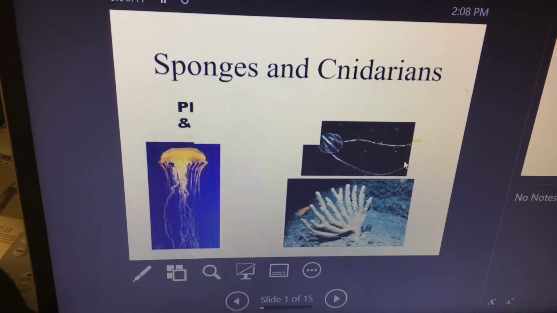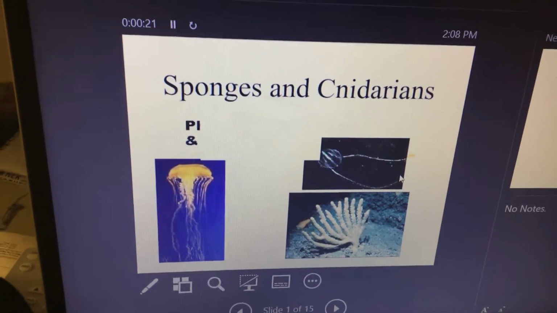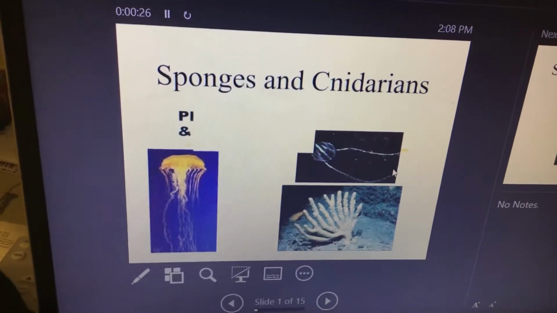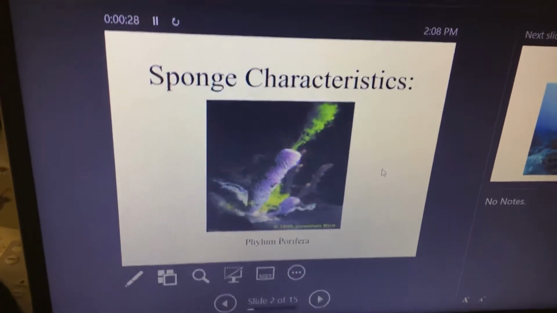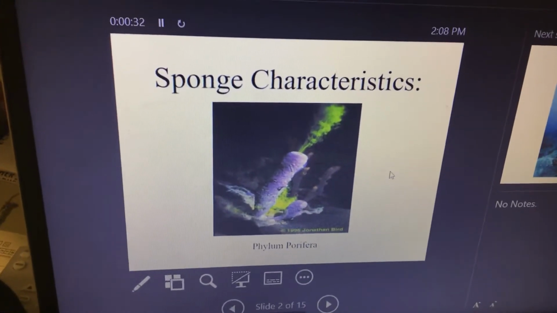Today's subject is going to be sponges and cnidarians. So there's your heading, sponges and cnidarians. These are the simplest animals. We're going to start with sponge characteristics.